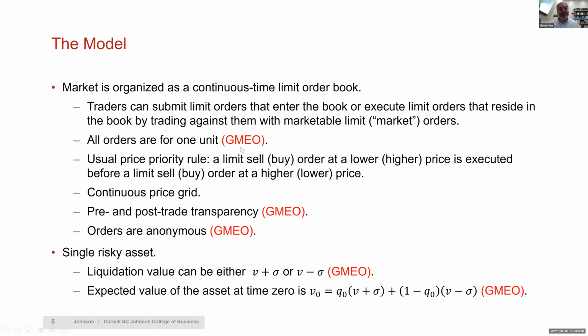By the way, you will see that near some assumptions I put in red GMEO. Those are basically the assumptions that we make to replicate the Glosten-Milgrom-Easley-O'Hara framework, right? So all orders are for 1 unit. The limit order market has the usual price priority, right? The limit sell order at a lower price is executed before a limit sell order at a higher price. We've got a continuous price grid, pre and post trade transparency. Orders are anonymous. We've got the familiar single risky asset that can be either high or low, V plus sigma, V minus sigma. Gideon, can I ask you a question?